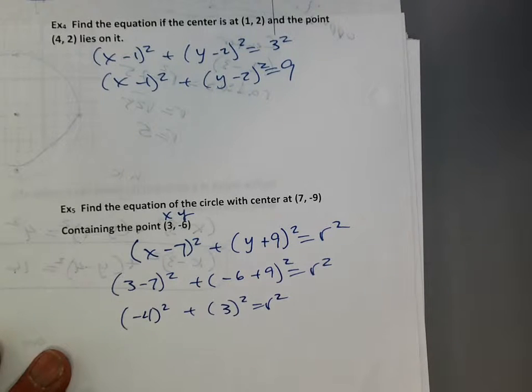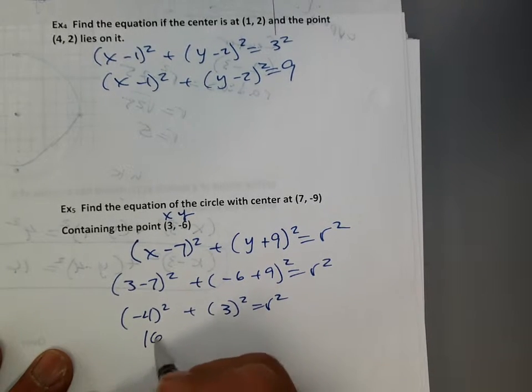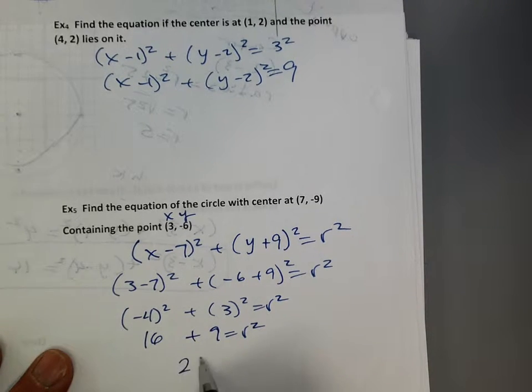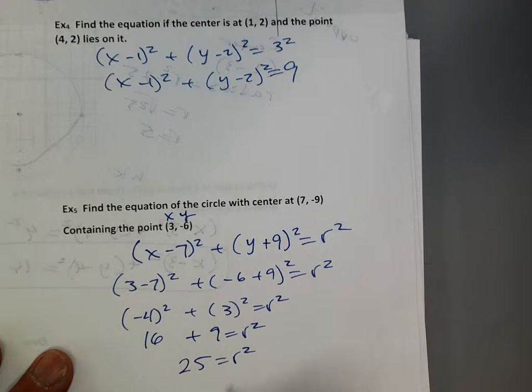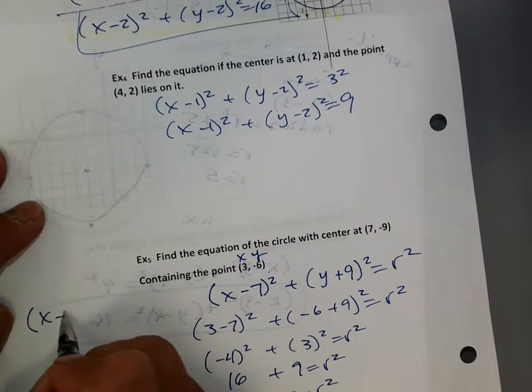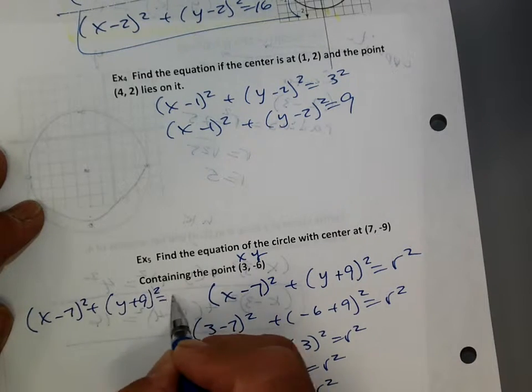Daisy, how am I doing? And a negative times a negative is a? Positive. You guys really messed that up on the last test, but you fixed it, didn't you? Yeah, so that's 16 plus 9 equals r squared. I see what I did wrong. Good. 25 equals 25 again. So r is 5, right? So my answer then for this one is going to be x minus 7 squared plus y plus 9 squared equals 25.